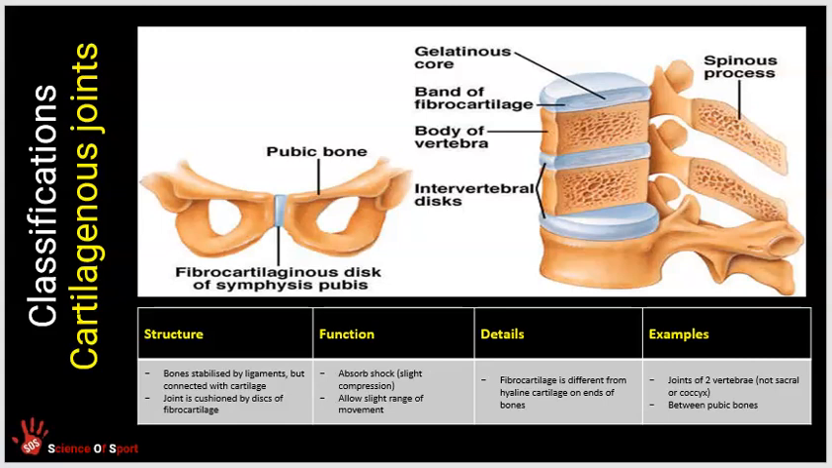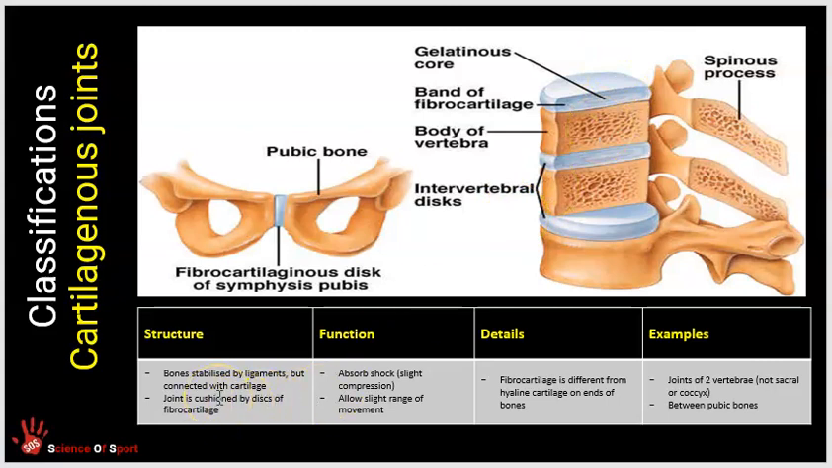Next then we have cartilaginous joints, and again there's a little bit of logic to the name. Cartilaginous because between the joints there is cartilage. So again, the easiest example is our vertebral column. So here you can see a vertebra. These two are cut in half, but between these vertebrae is a cartilaginous disc. So this is a joint, a cartilaginous joint, and the vertebral column is made up of lots of cartilaginous joints.